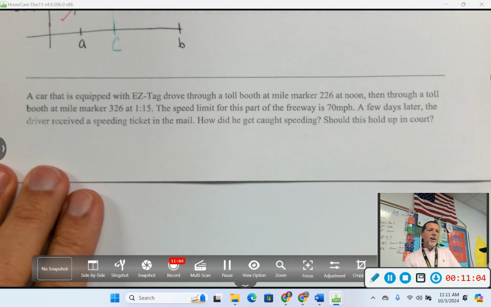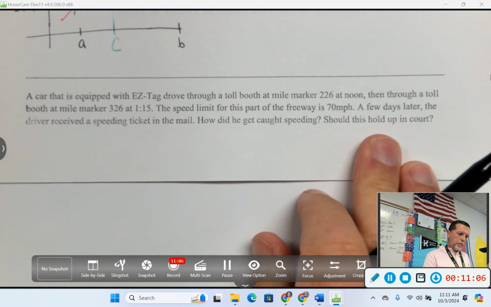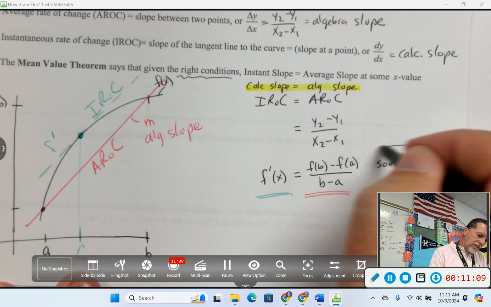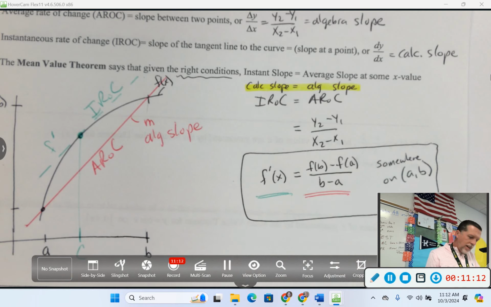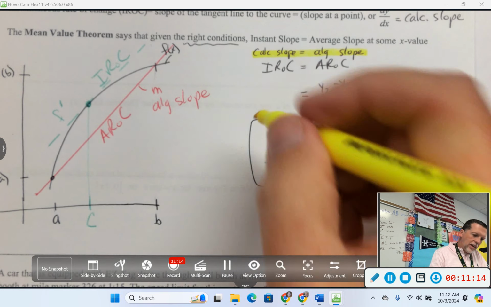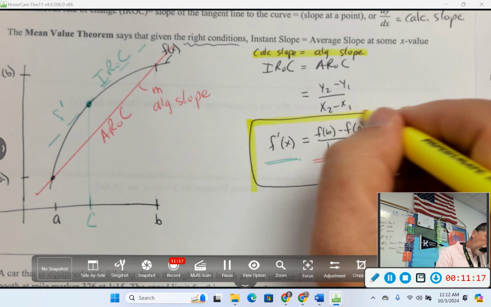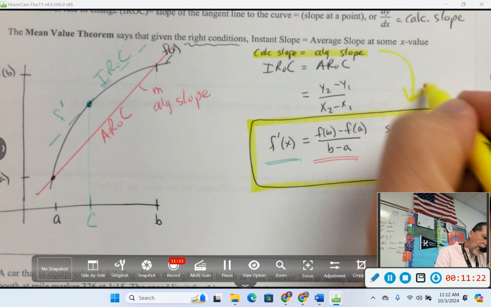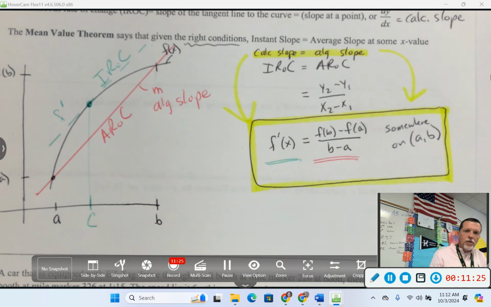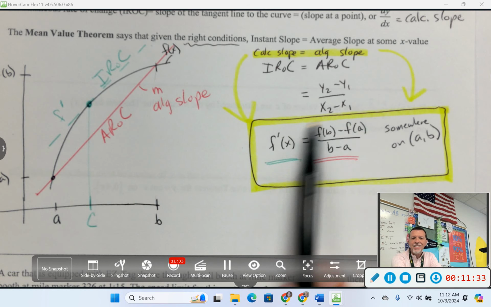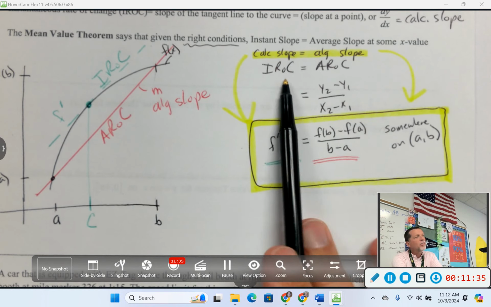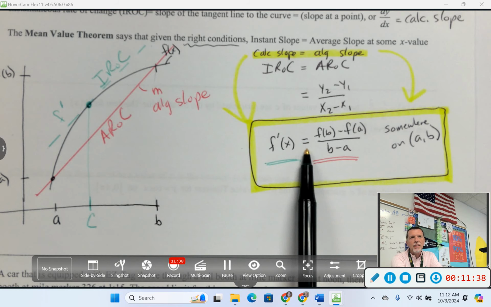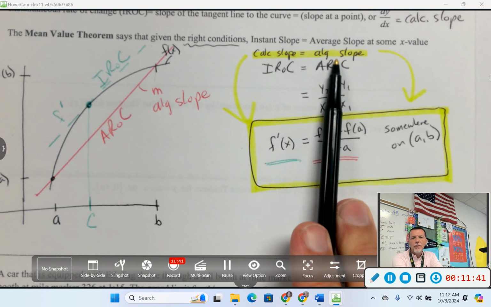Let's box this in, because that's the conclusion of the MVT. That's sort of the fancy way of saying that calculus slope equals algebra slope. I don't memorize this. That's a lot of stuff to memorize. I memorize calculus slope equals algebra slope, and then I can come up with that, because I know what calculus slope is. I know what algebra slope is.